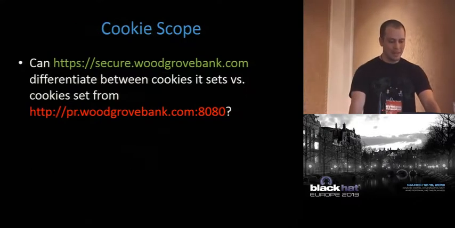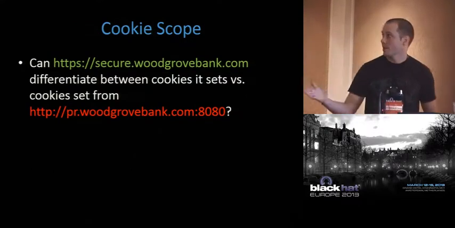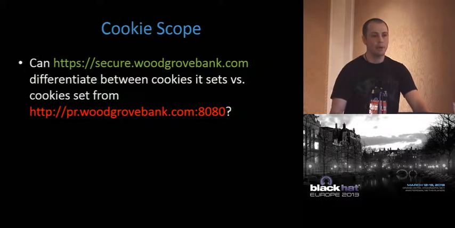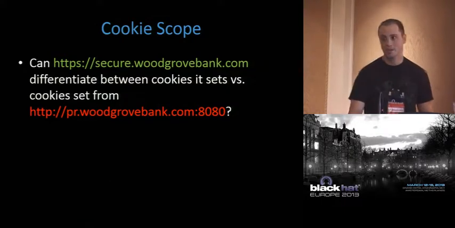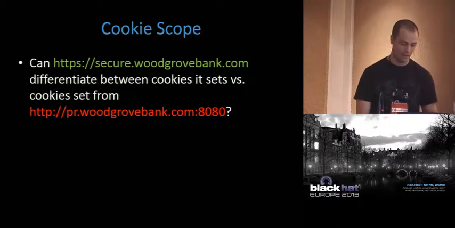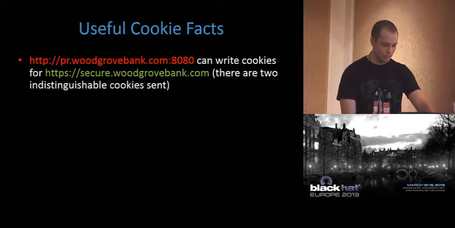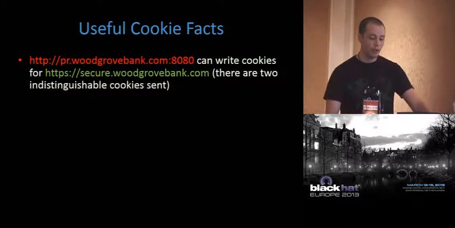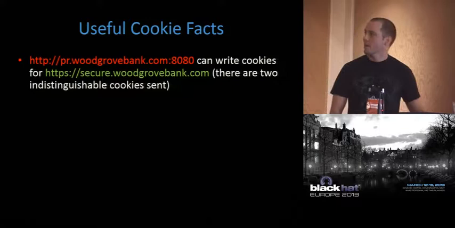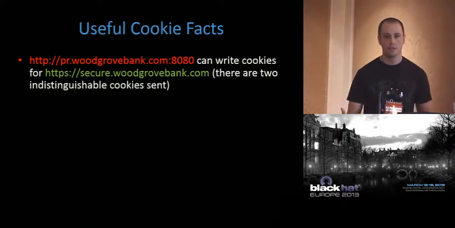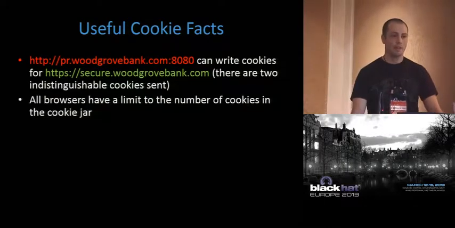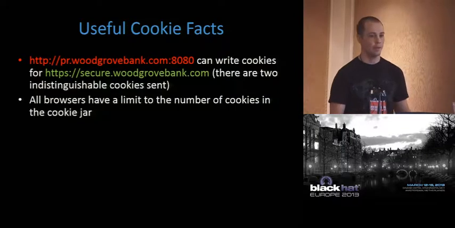So cookie scope. One interesting thing is, can HTTPS secure.woodgrovebank.com differentiate between cookies that it sets versus cookies that this HTTP pr website sets? And the answer to that is no. There's nothing in the cookie that's sent that you can tell who set the cookie. So here are some useful cookie facts. These two websites, pr.woodgrovebank.com and secure.woodgrovebank.com, can both write cookies to each other. And if they both set cookies, then there are 2 cookies sent, but they're indistinguishable. You can't tell which domain set it. Another interesting fact is that all browsers have a limit to the number of cookies in the cookie jar. And so this is very useful.